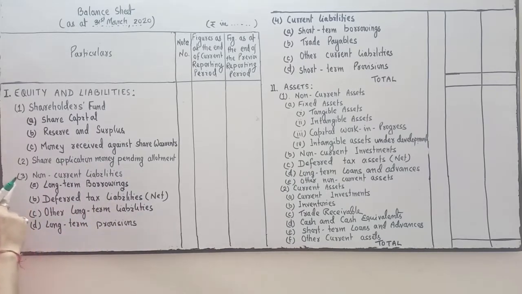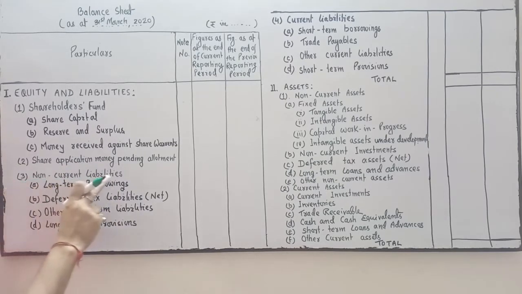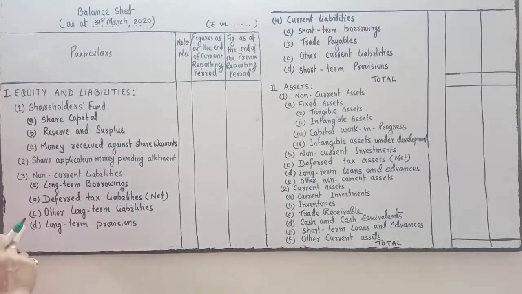Thereafter, the third is non-current liabilities. Under non-current liabilities, there are 4 non-current liabilities. The first one is long-term borrowings.